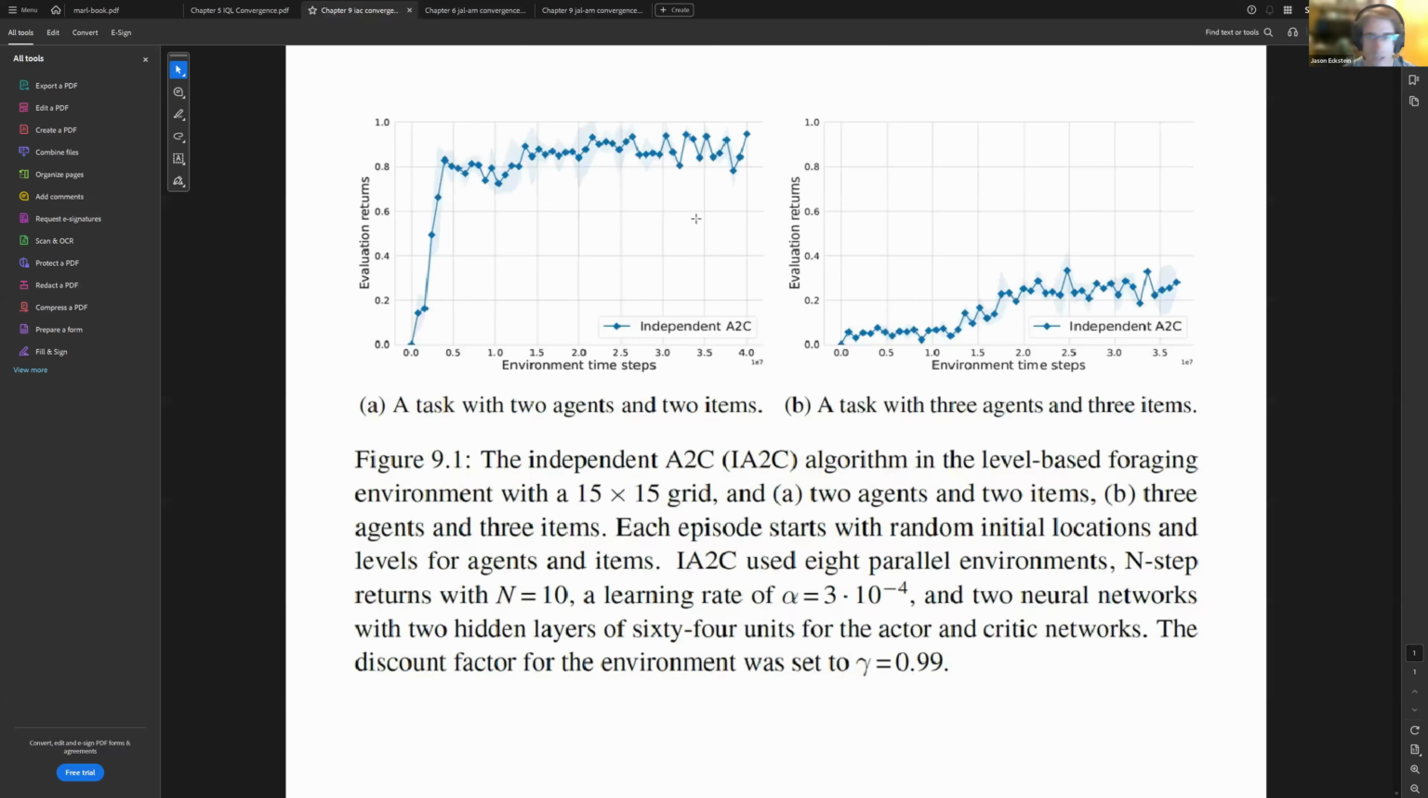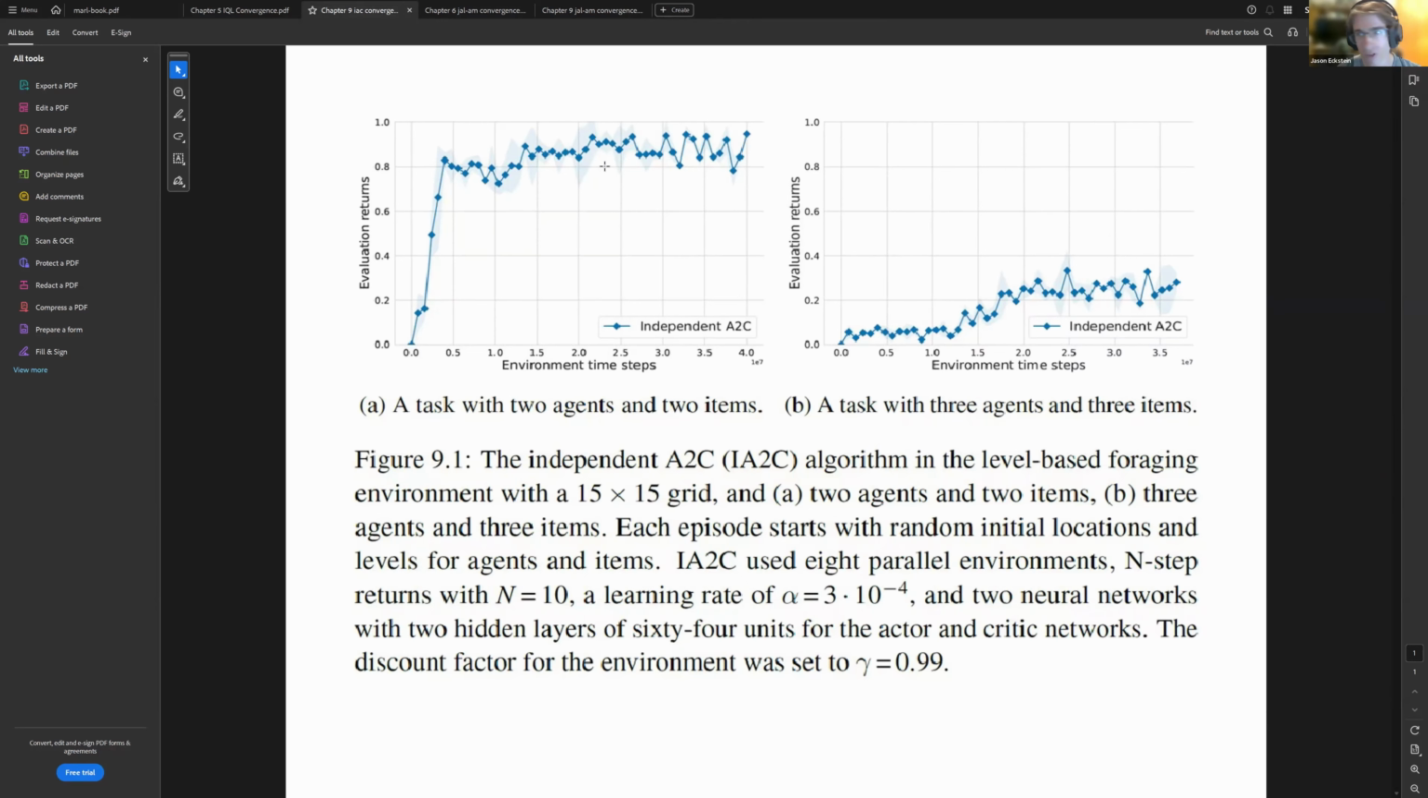This is actually the first example in this chapter, where we looked again at the level-based foraging problem and looked at performance over time. It appears as though this actor critic algorithm converges. If this gets close to 1, that means the agents have learned to collect both items. And then this is an example of a larger problem, not a larger grid, but 3 agents and 3 items. So there are a lot more actions to learn from, and it appears to be learning here, although much more slowly than this.